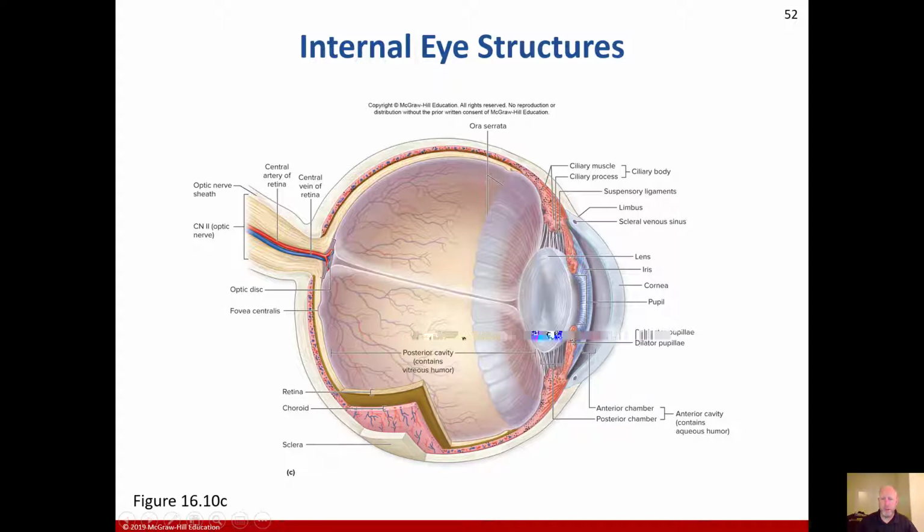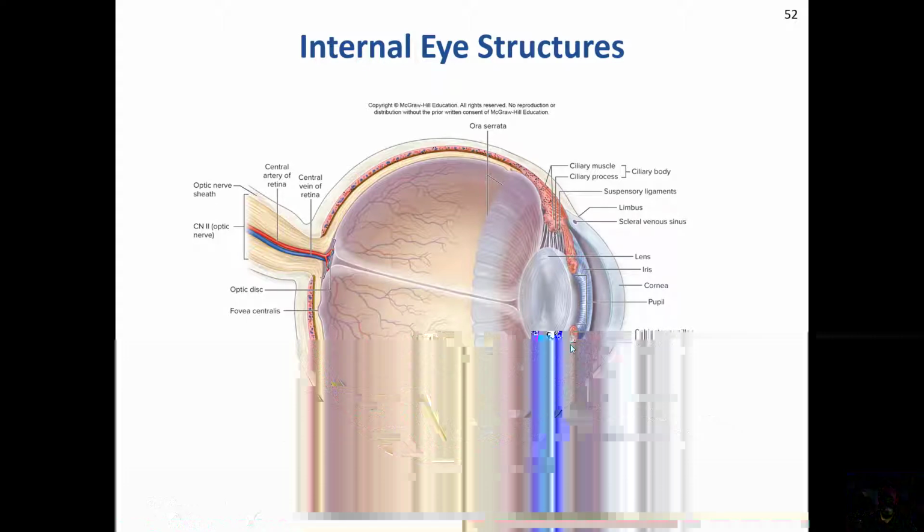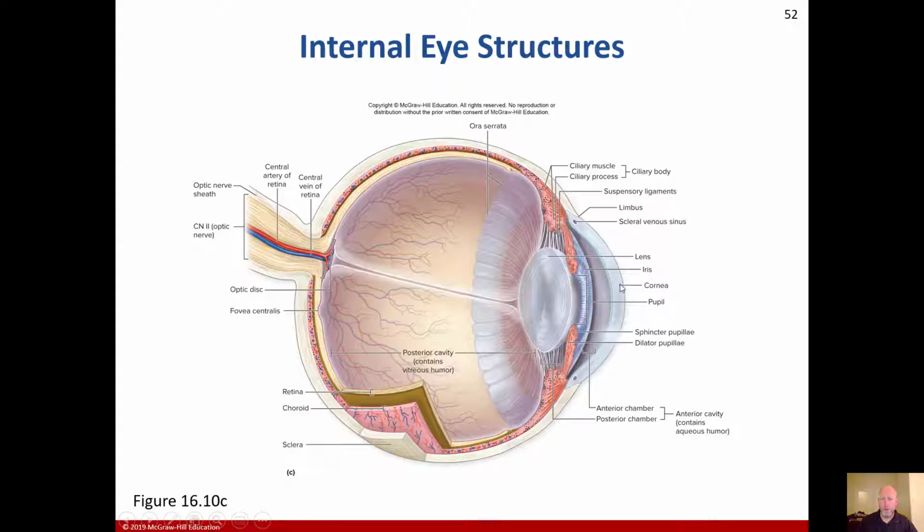The sphincter pupillae and dilator pupillae. Our pupil, once again here, and our cornea here. Our iris, right, our lens, our scleral venous sinus, limbus, our suspensory ligaments, our ciliary process, our ciliary muscle, part of the ciliary body, and our ora serrata here.